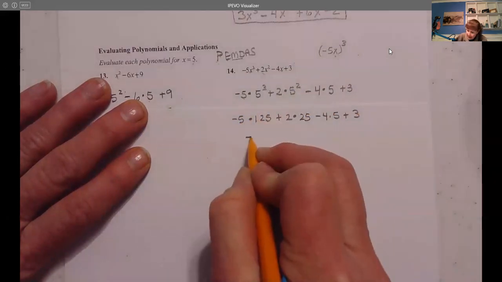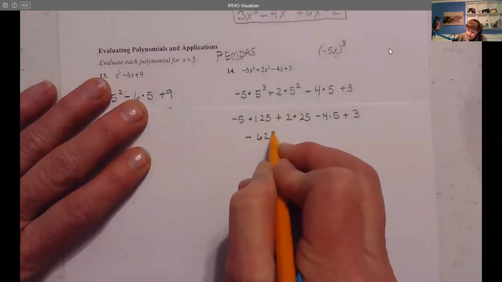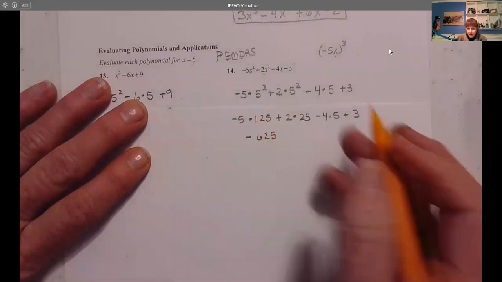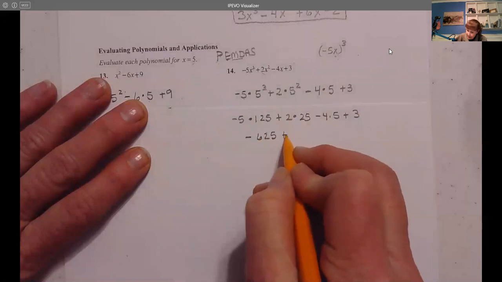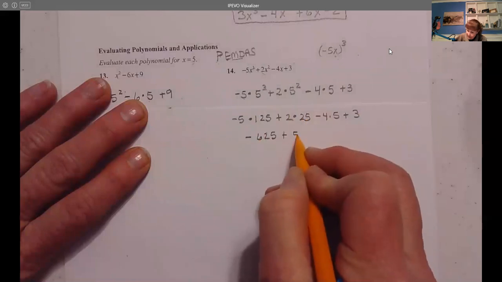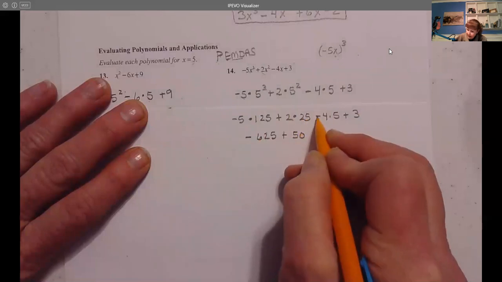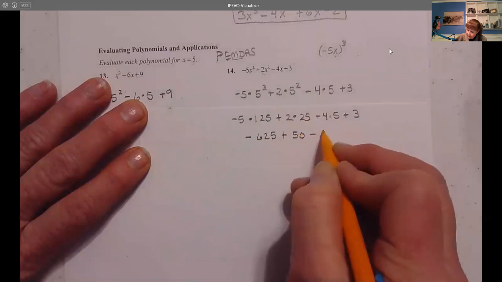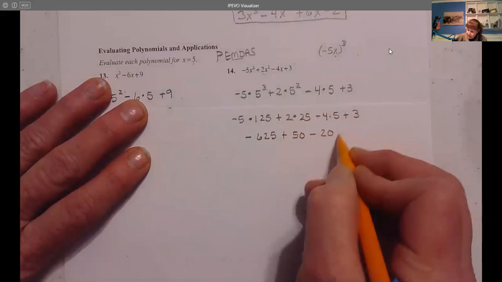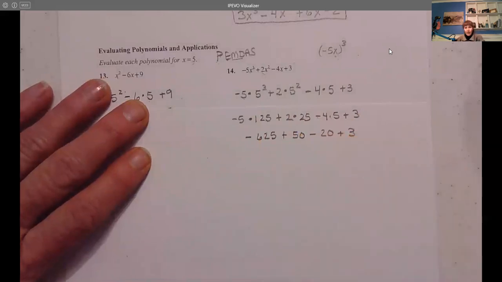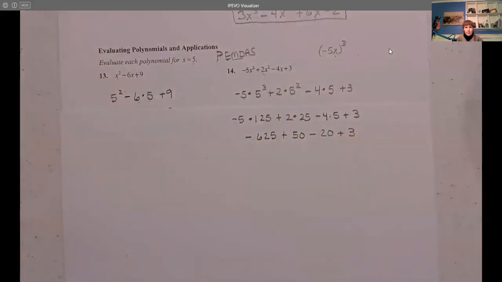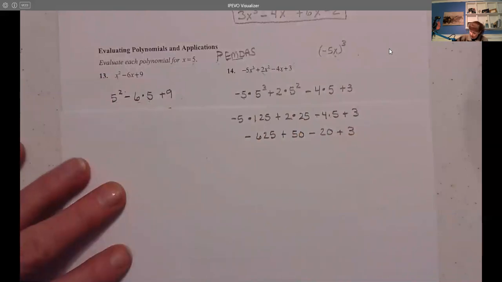Multiplying these, you get a negative 625. All right, plus 2 times 25 is 50. Minus 4 times 5 is 20, plus 3. All righty. So now I did the multiplying. Exponents, multiplying. Now we'll go back and do the addition and subtraction.